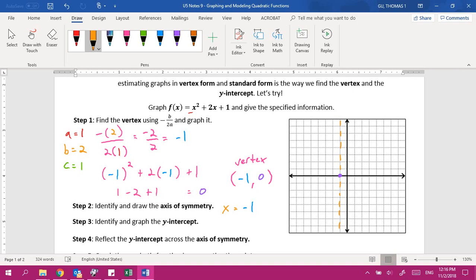Next, we want to identify and graph the y-intercept. What's the y-intercept here? 0, 1. Where did the 1 come from? The c. Remember, c tells you your y-intercept in standard form. So 0, 1 is your y-intercept, so graph that. That's right here.